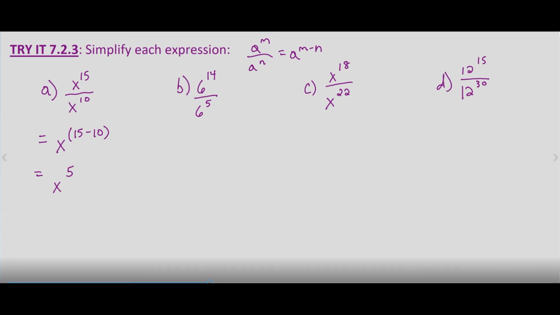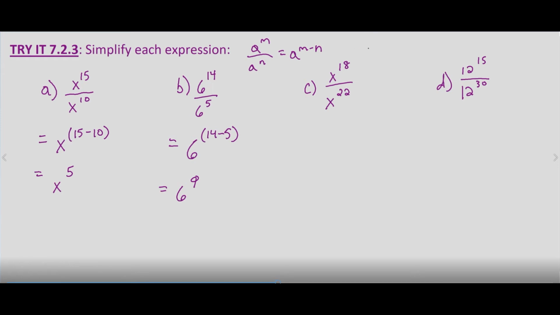In part B, we have the same base, 6. So again, we can subtract the exponents. So this is going to equal 6 to the 14 minus 5, which is 6 to the 9th. Technically, we could simplify that one further if we wanted to write out the big long number that 6 to the 9th equals, but this will suffice for now.